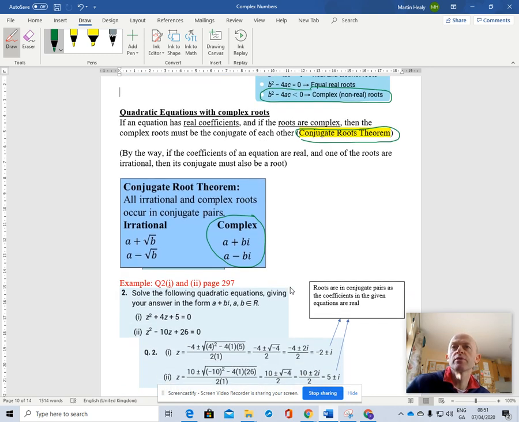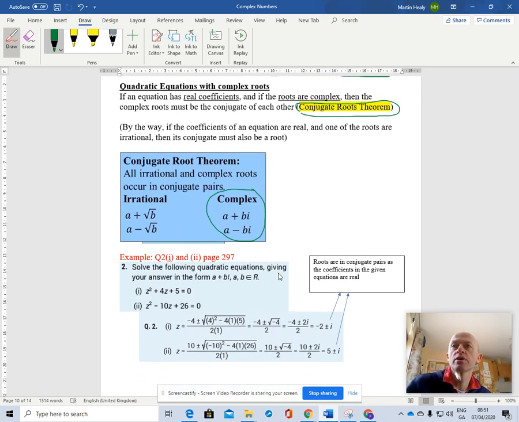So as an example, solve the following quadratic equation here. The coefficients are real for this particular quadratic. The coefficient of z squared is 1, the coefficient of z is 4, and the constant term is 5. If you go and solve that equation, you will notice that the roots are indeed the conjugates of each other. So here the roots are minus 2 plus i and minus 2 minus i.